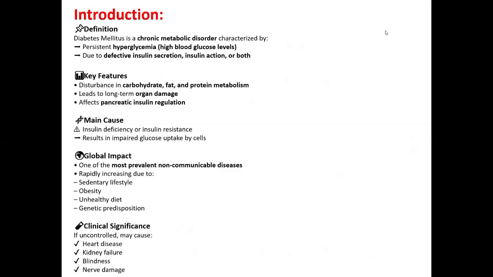And what is the clinical significance of diabetes mellitus? If it is uncontrolled, or if the value is above the control limit, it can cause heart disorders, kidney failure, blindness, and nerve damage. So this was all about the introduction part of diabetes mellitus.